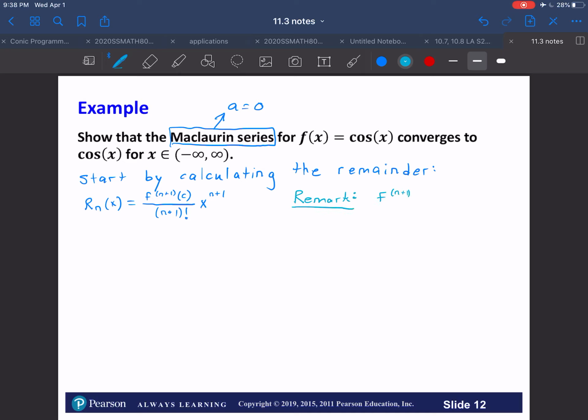f^(n+1)(c) is equal to plus or minus sine of c or plus or minus cosine of c. It is something in here. We don't know specifically what n is, so it could be any of those. All right, so how does that help us? Well, let's now consider the absolute value of the remainder.